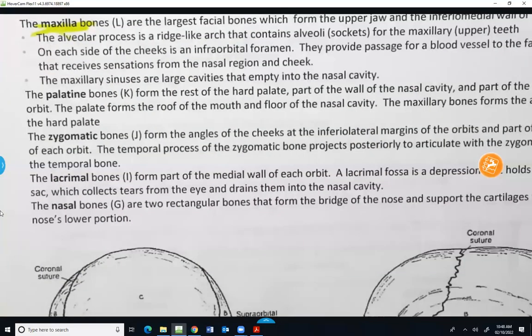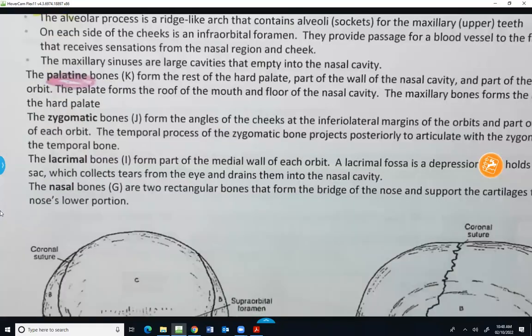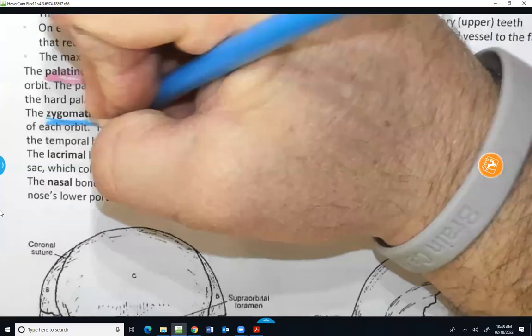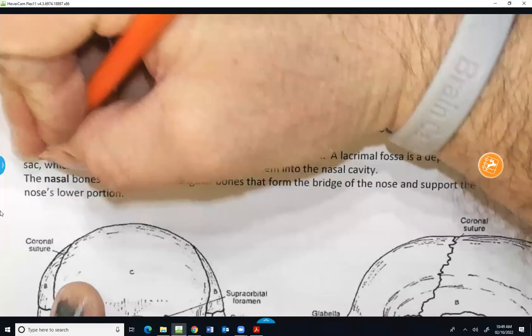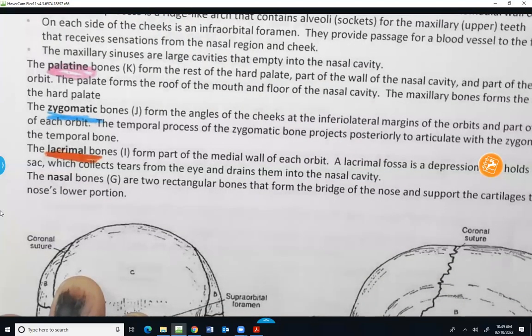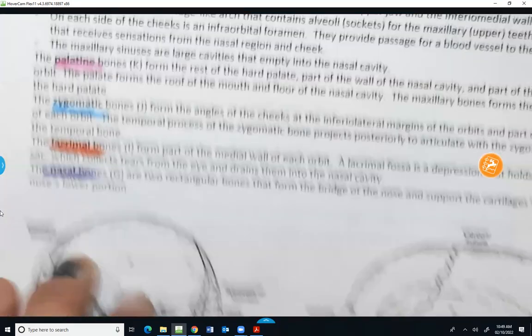All right, going to go yellow for the maxilla, pink for the palatines, baby blue for zygomatics, orange for the lacrimals, and purple for the nasals.